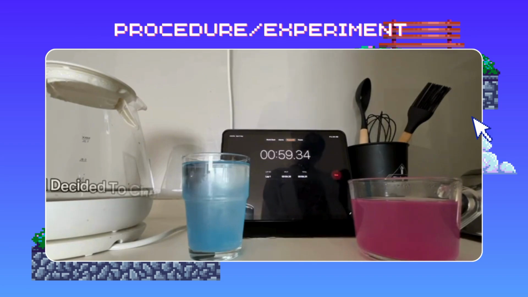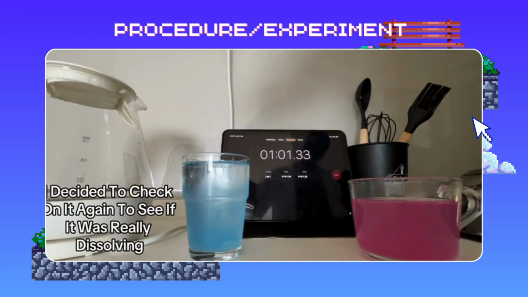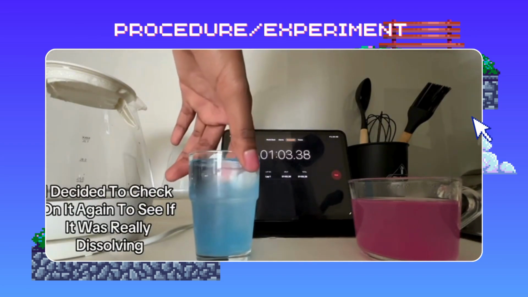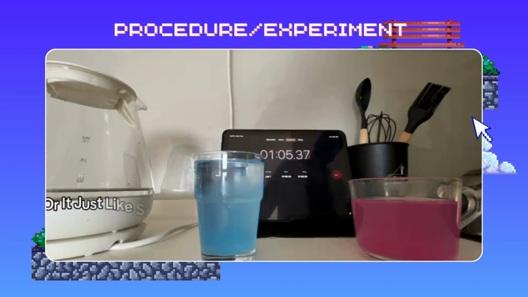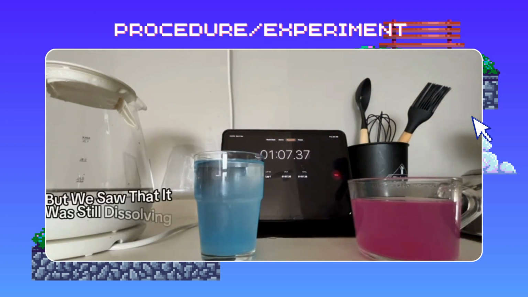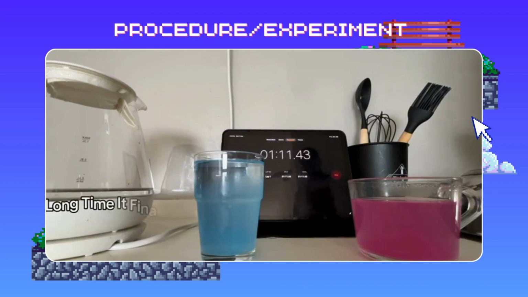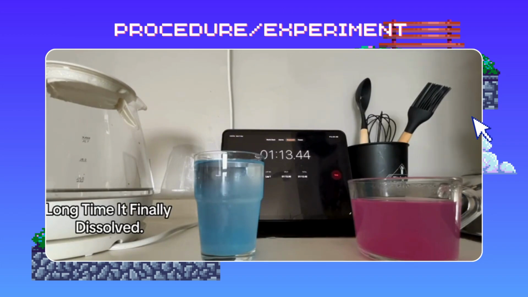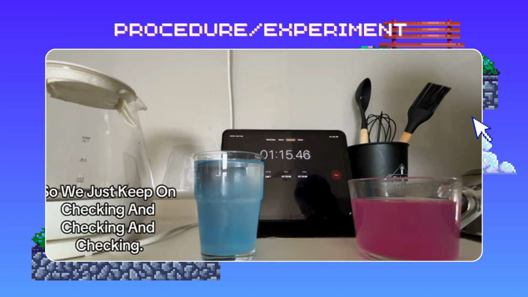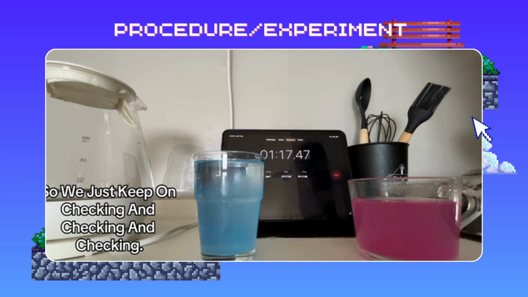After some time, I decided to check on it again to see if it was really dissolving or if it just stuck to the bottom, but we saw that it was still dissolving, and after a long time it finally dissolved. So just keep on checking and checking and checking.